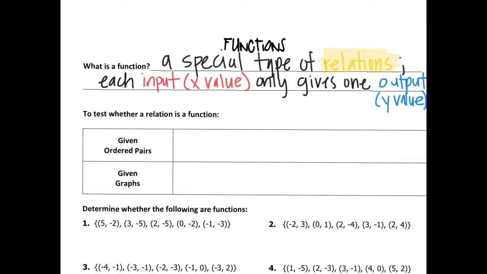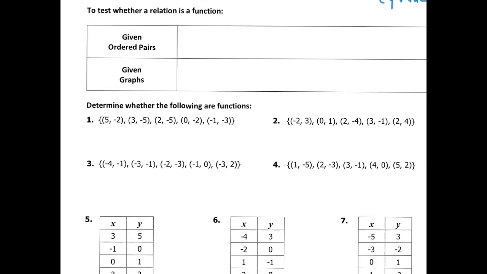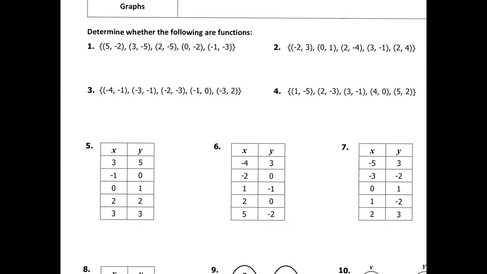We're going to skip this graphic organizer in the middle. We'll fill that out together later. And we're going to start working and figuring out whether each x has one y. And I'll do an example from each section so that you can see what it looks like. If I'm looking at number 1, the first thing I'm going to do is to make sure that I am looking at my x values separately from my y values.